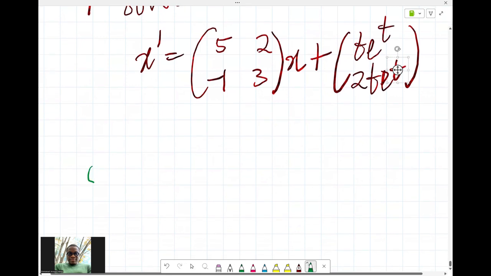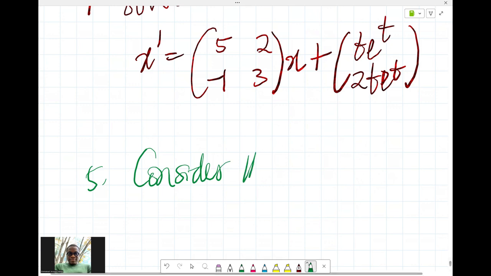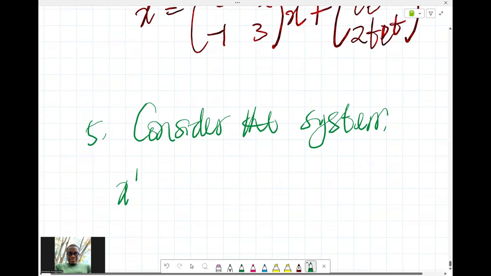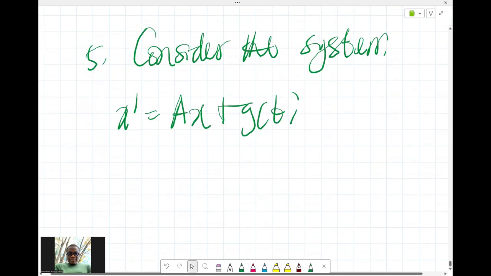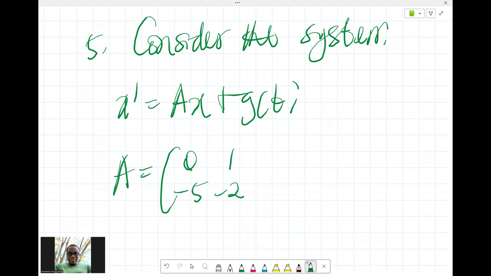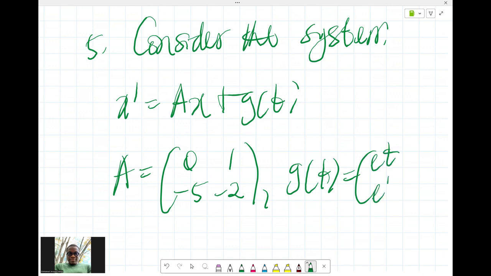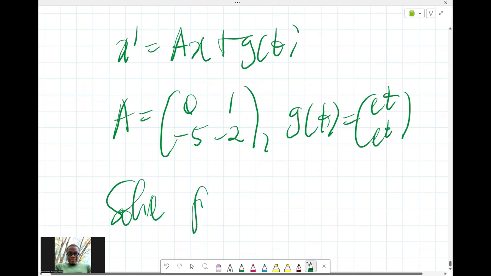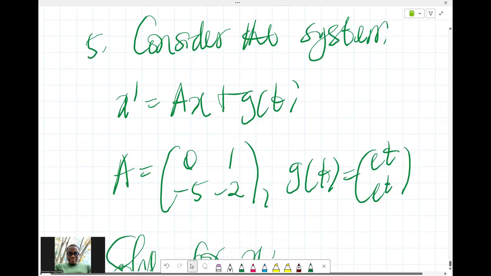Then lastly, number 5, consider the system x prime equals Ax plus g of t, the forcing function, where A is equal to 0, 1, minus 5, minus 2, and g of t is equal to e raised to power t, e raised to power t. Solve for x.